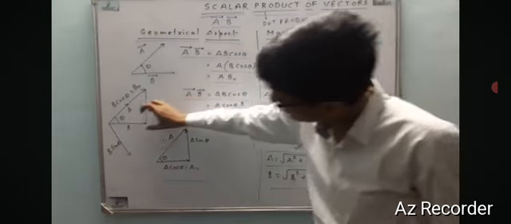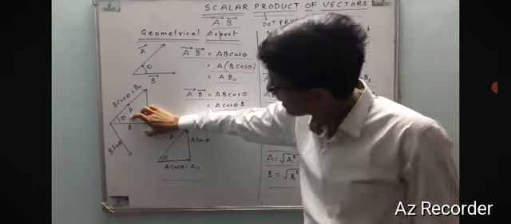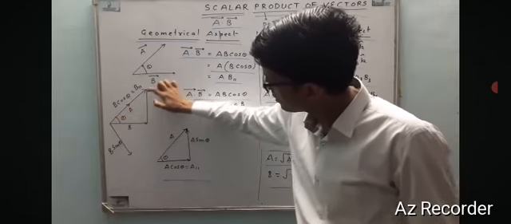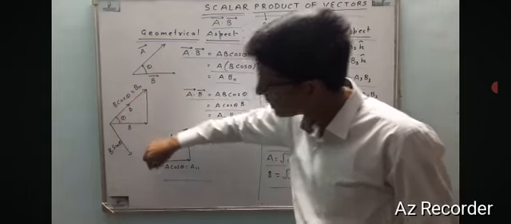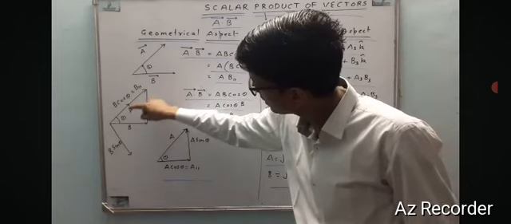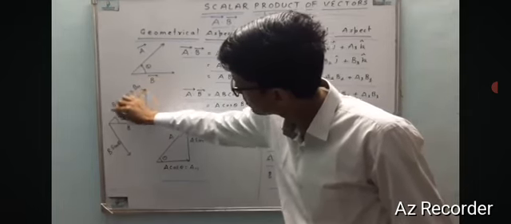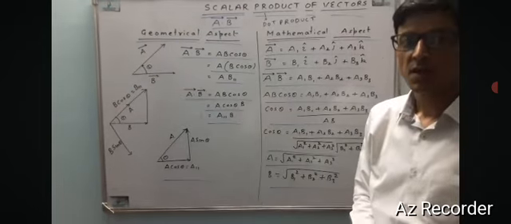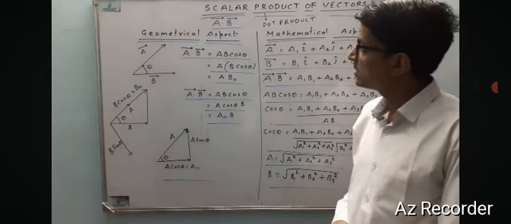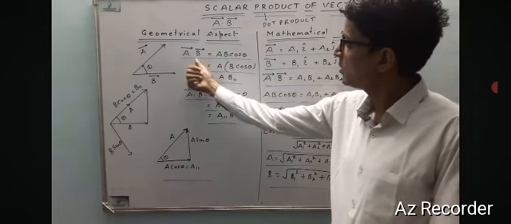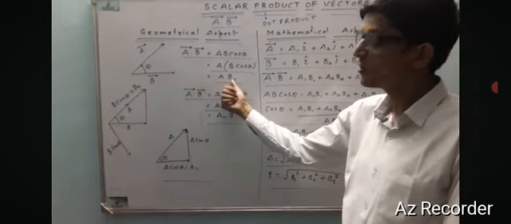As you can see over here, B is making an angle theta with A. So if you resolve B along and perpendicular to A, the parallel component along A can be resolved as B cos theta. So you can use this definition that A dot B is A into the projection of B parallel to A.